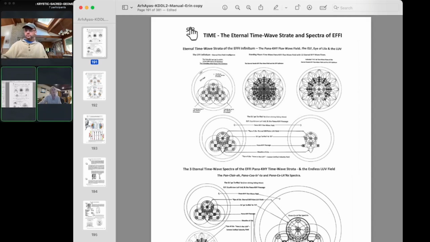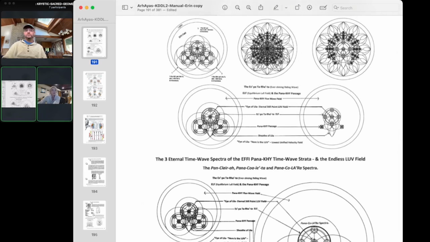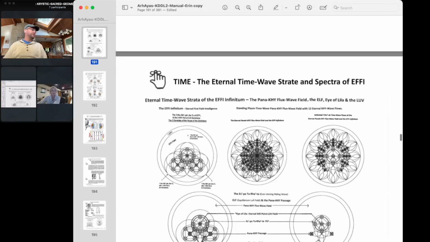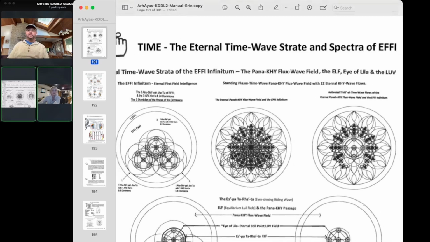Page 191. If you have your KDDL2 manual, please turn to page 191. And if you do not have your KDDL2 manual, it is available for purchase for $88 at the Arrayus website. You don't have to buy the whole workshop. You can just get this manual, which is almost 400 pages and is well worth $88 in my humble opinion. You were just saying earlier today, we could probably talk about this and learn from this manual literally for years. Yep, you really could. We just scratch the surface.